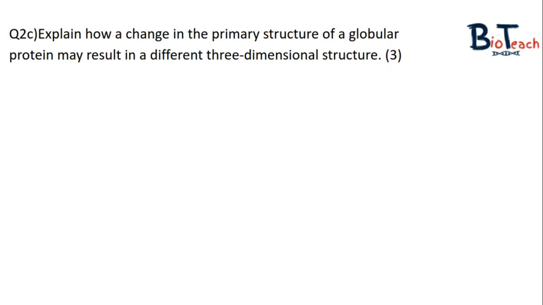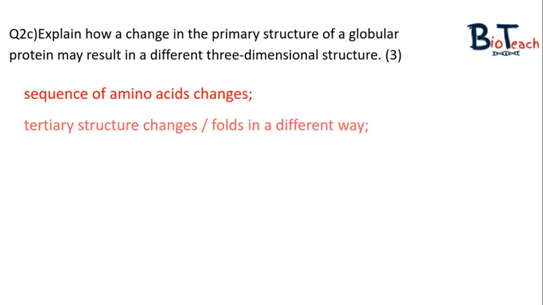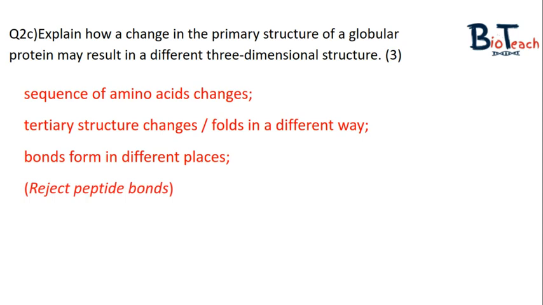In this question, they ask how the change in the primary structure may result in a different 3D structure. We know that if the primary structure changes, it is the sequence of amino acids that's changing. We also know that means that the protein will fold in a different way due to the bonds forming in different places. By bonds, we mean the hydrogen, disulfide, and ionic bonds. Some students sometimes say peptide bonds form in different places, and this would be rejected as the peptide bond positions do not change.